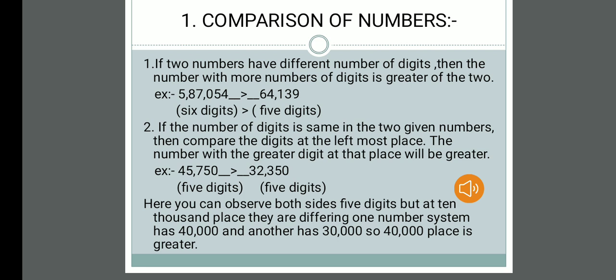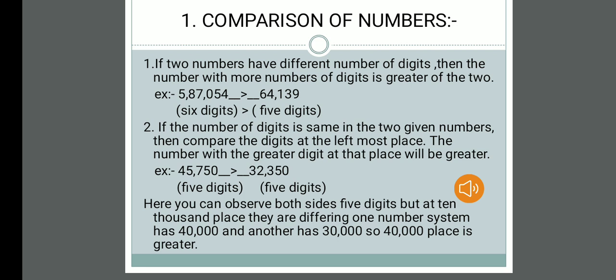Now coming on to the video 3 presentation. So here are some rules for the comparison of numbers. Already I explained the concept of comparison of numbers and gave examples also, but here are some rules. The first rule is, if two numbers have different number of digits, then the number with more number of digits is greater of the two.